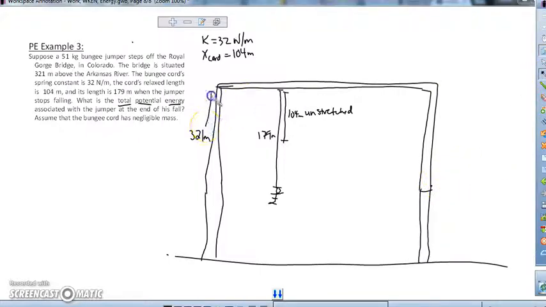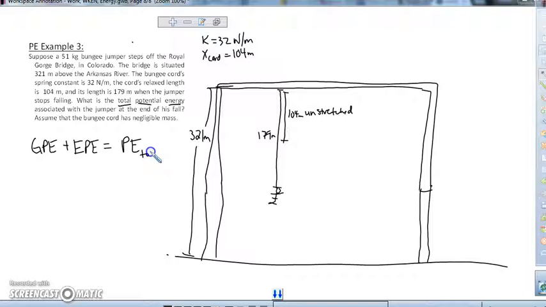So we have this height up here. The total potential energy will be the elastic plus the gravitational. Like this, the elastic and the gravitational. So I need to find both of these at the end of his fall, so right here. With that case, what I'm going to do is find both of these at the end.